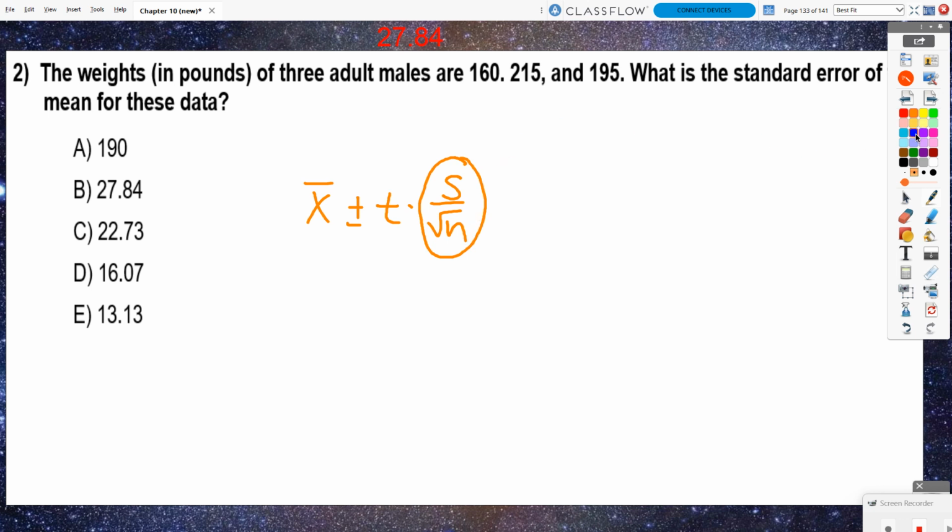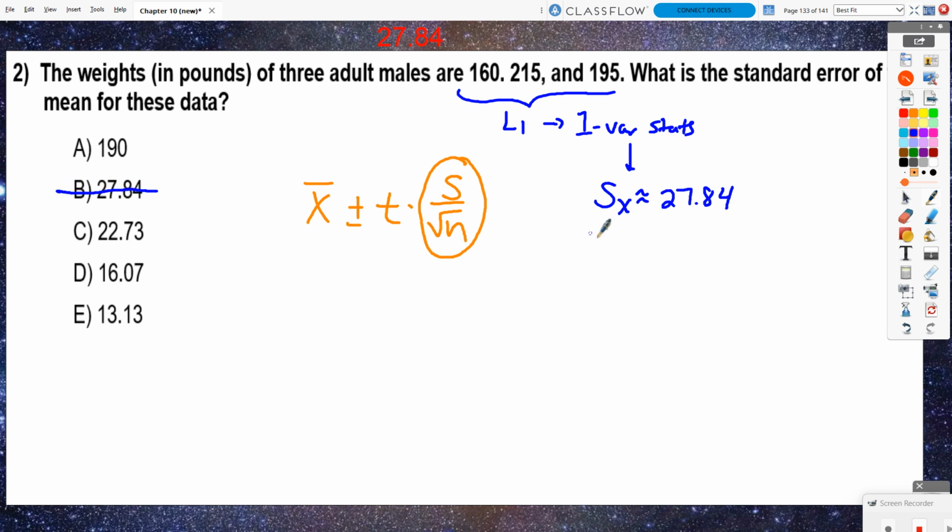So I need to get the sample standard deviation. So if I put these numbers into a list and then I went and ran 1 variable stats on that list, I would get that the sample standard deviation, the Sx, comes out to be 27.84 approximately. And that's where sometimes people will go, oh, look, the answer is B, there's 27.84. But we still need to divide that by the square root of our sample size, so we need to divide by the square root of 3.